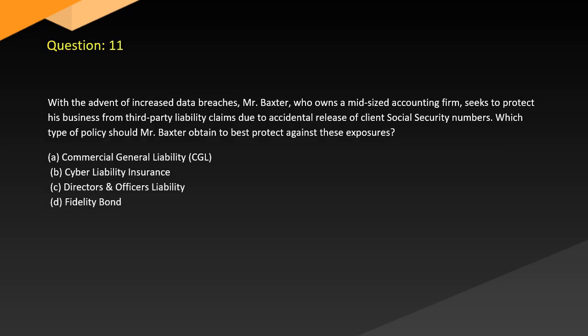Question 11. With the advent of increased data breaches, Mr. Baxter, who owns a mid-sized accounting firm, seeks to protect his business from third-party liability claims due to accidental release of client social security numbers. Which type of policy should Mr. Baxter obtain to best protect against these exposures? A. Commercial general liability, CGL. B. Cyber liability insurance. C. Directors and officers liability. D. Fidelity bond.